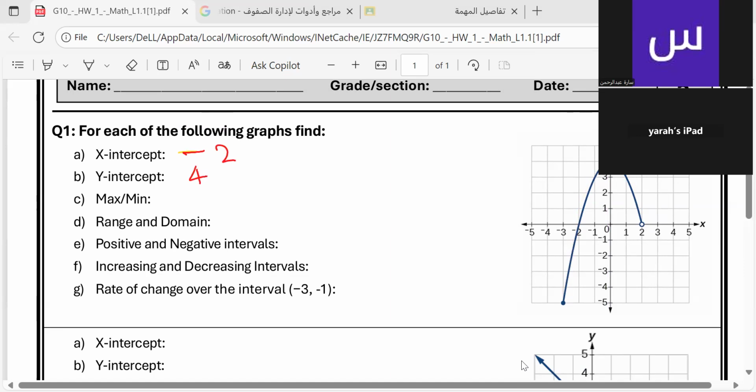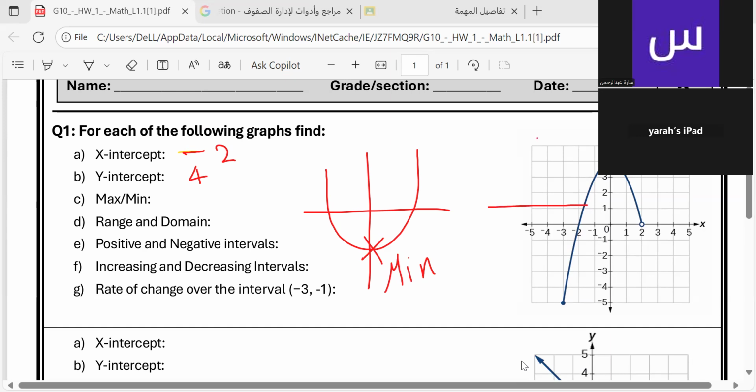Now he asks you about maximum or minimum. Actually, I need to explain something here. We have 2 curves. The first curve looks up, and this point is the minimum. It's the smallest point you can reach by going down. And here we have another curve, which looks down, and this point, which is called the vertex of the curve, is also called the maximum. So the maximum means the biggest point you can reach.